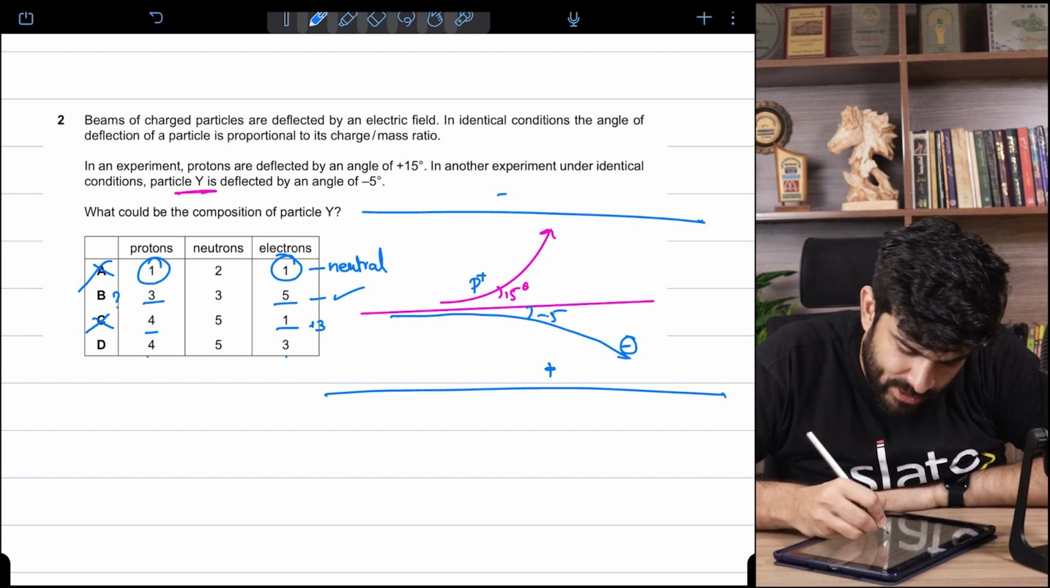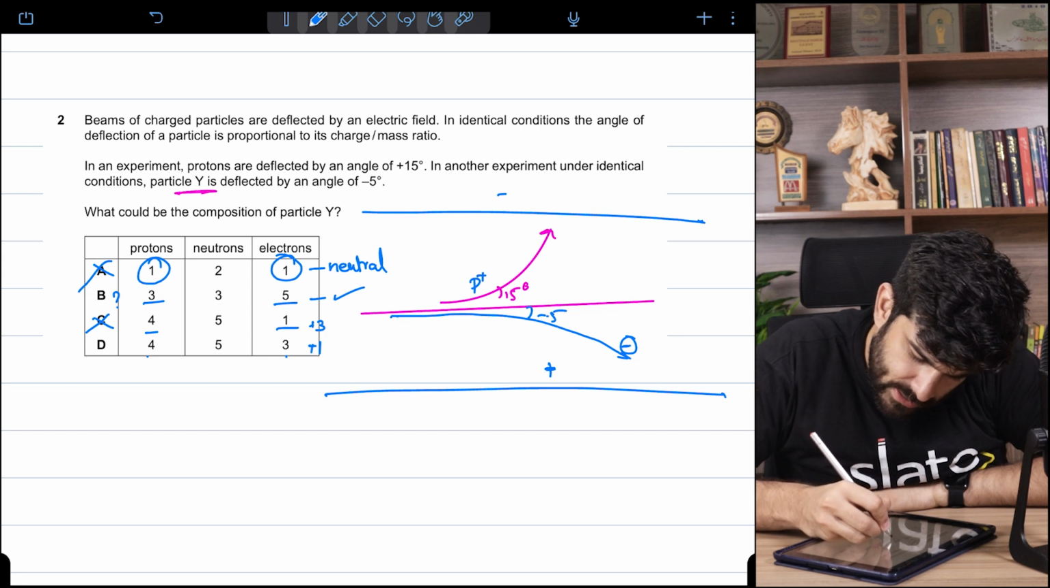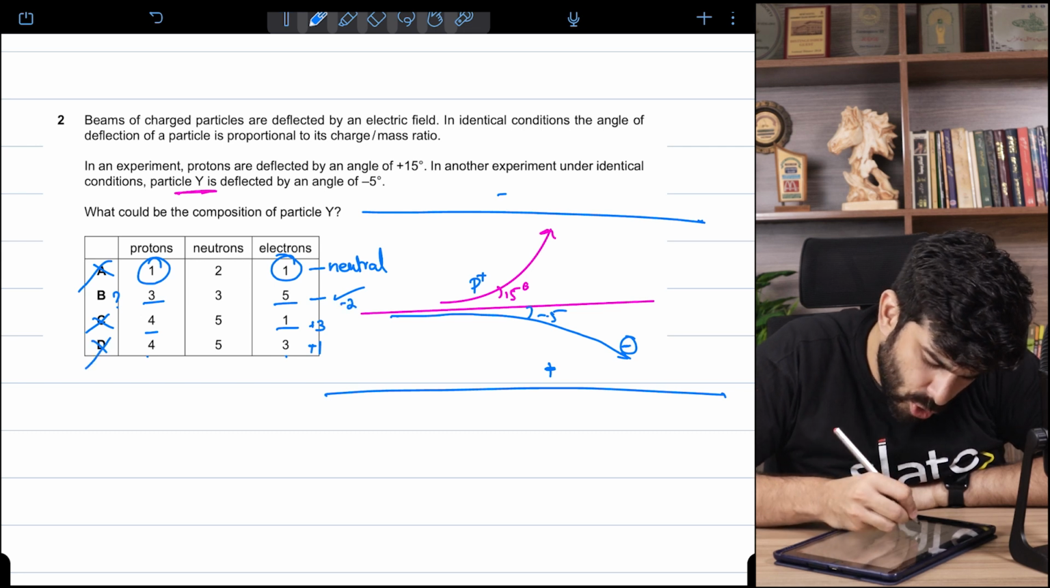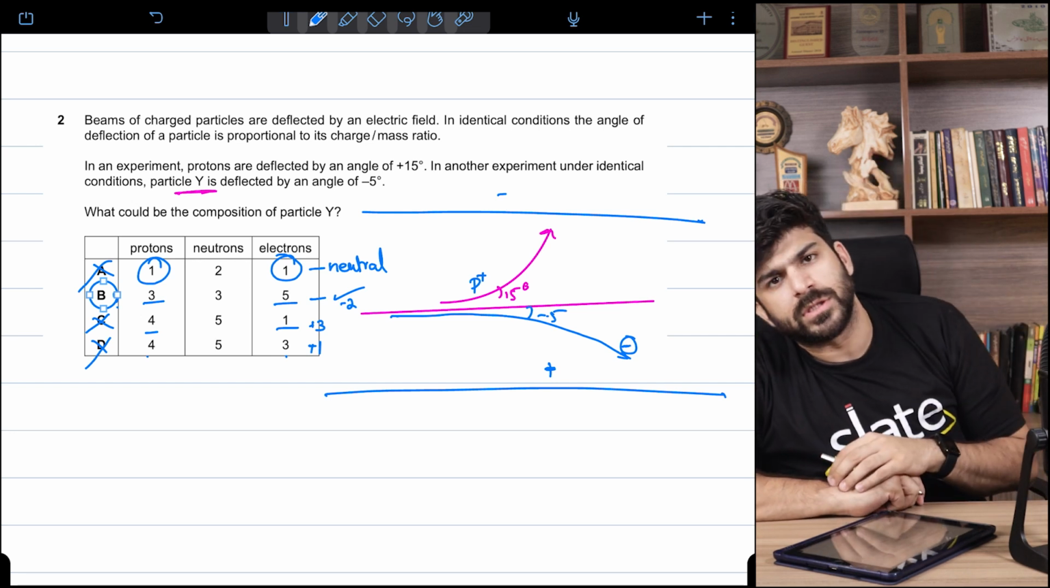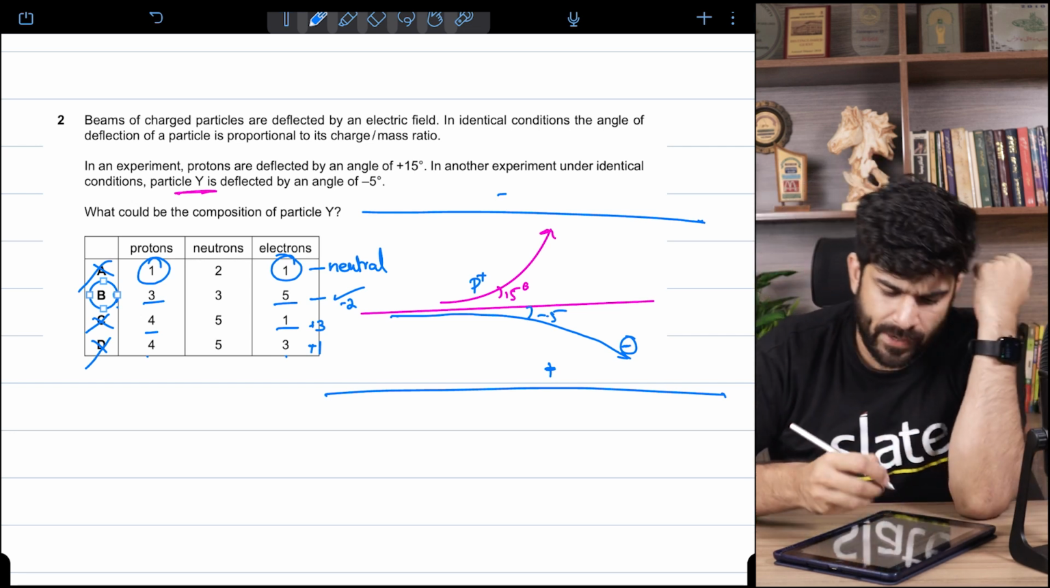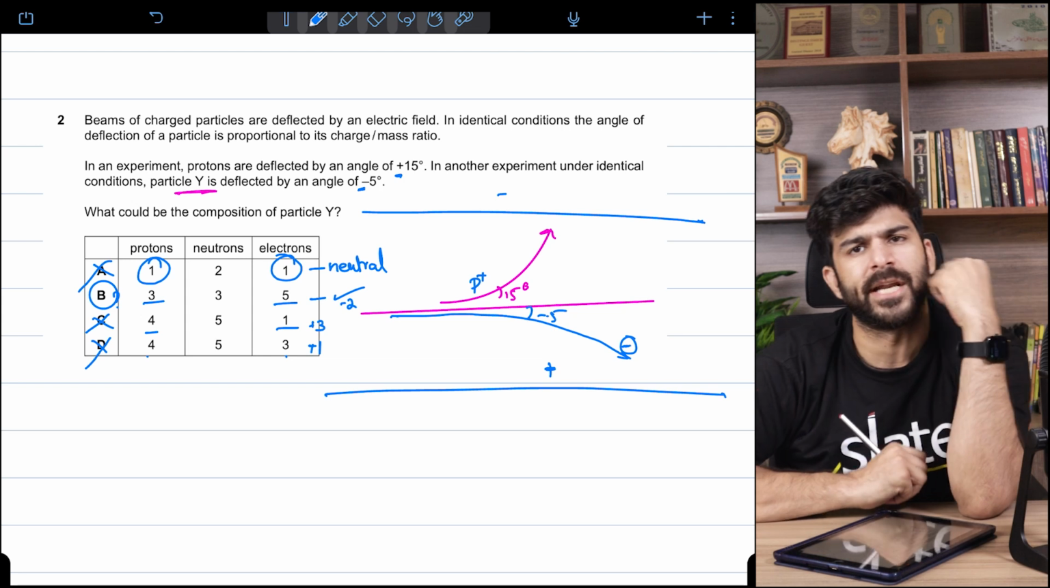4 protons, 3 electrons: +1 charge. This has a -2 charge. This is also wrong. We are left with B, because B has more electrons than protons. B has a negative charge. And we know that it is going in the opposite direction.